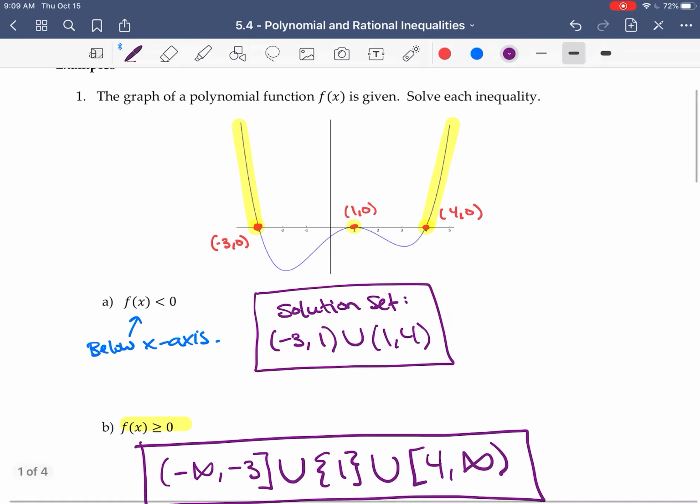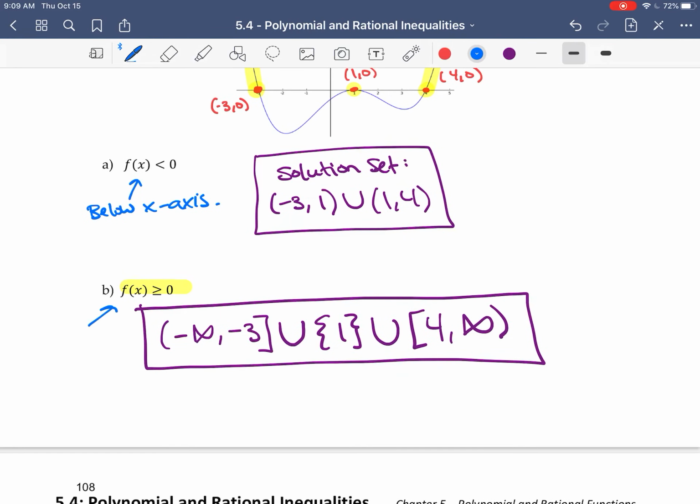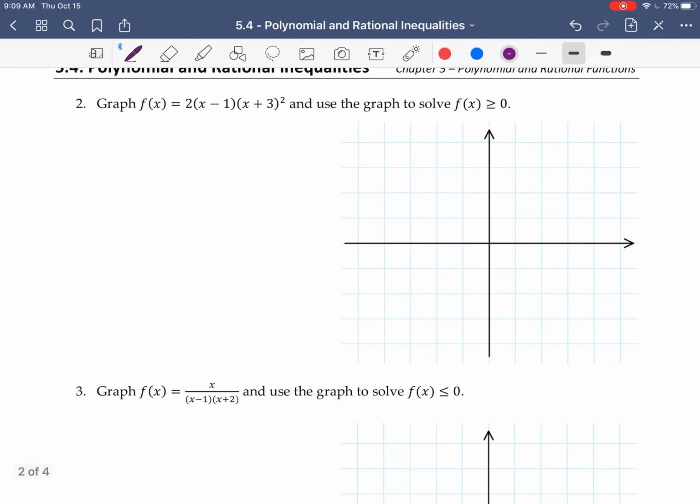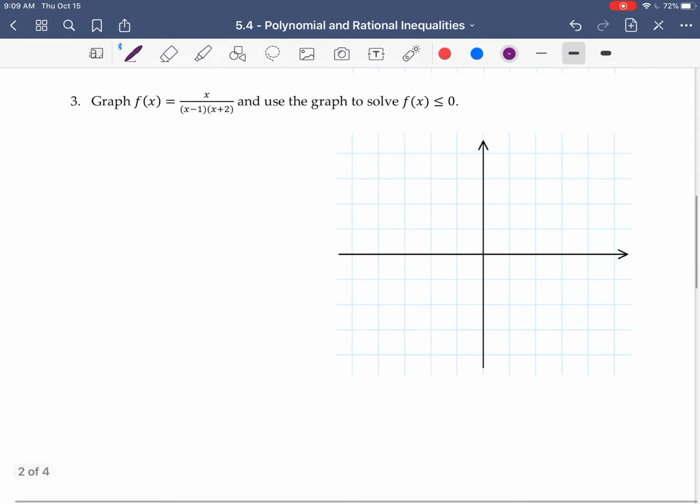If you have the graph, it's easy to tell when you're comparing to 0. If you know the x-intercepts, you know where it crosses or doesn't cross the x-axis, so you can find where it's above and where it's below the x-axis. Maybe I should just write here above or touching the x-axis. I'm going to leave number 2 for you to do, but let's try number 3 here.